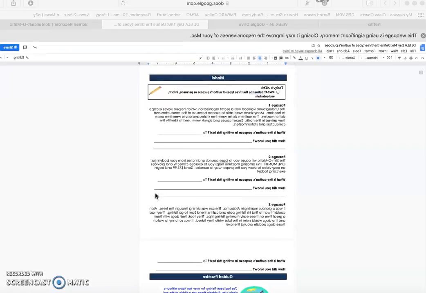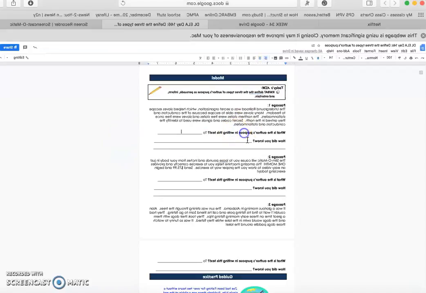Passage number 1. The Underground Railroad was a secret organization which helped slaves escape to freedom. Many slaves were able to escape because of the conductors and station masters. The northern states were free states, and slaves were free once they arrived in the North. Secret codes and signals were used to identify the conductors and station masters. What is the author's purpose in writing this text?